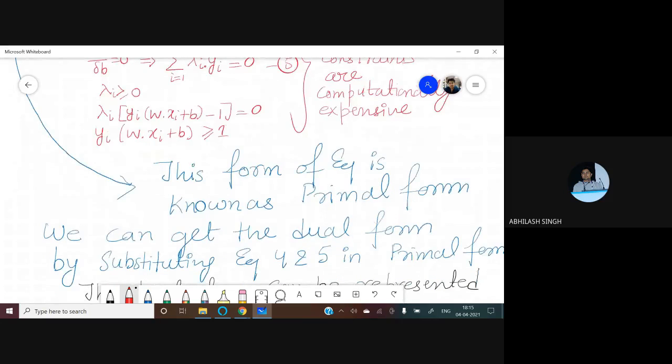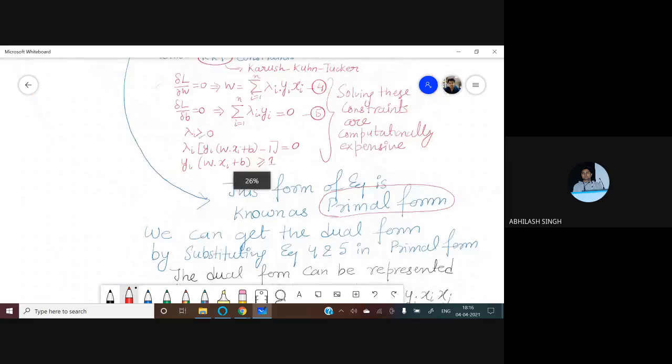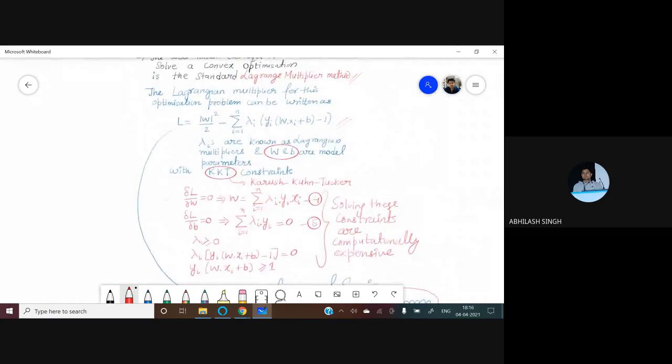This form of the Lagrange multiplier equation is called the primal form. It is a very important point to note that this equation that I have represented in L, let me zoom it.